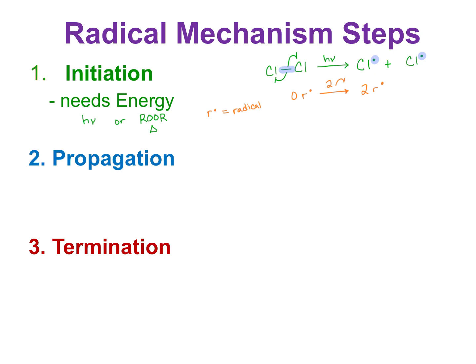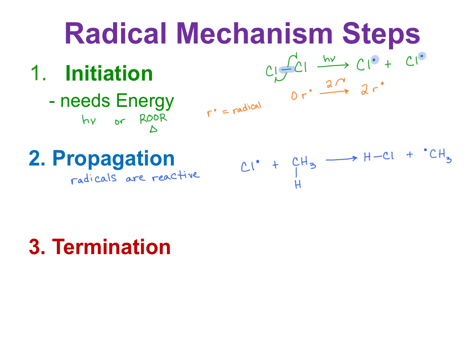So now let's talk about propagation steps. So propagation steps are different because you've already got a radical. Once you have that radical, it can start reacting with other molecules. Because it's not super stable, that means it's pretty reactive, right? So it's going to come across another molecule, and generally in this example, we'll put an example up, it's going to take a hydrogen. So if we look here, here's the reaction.